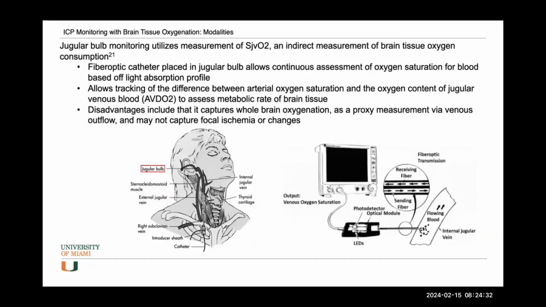So what is jugular bulb monitoring? It utilizes measurement of the oxygen saturation of the jugular bulb as an indirect measurement of brain tissue oxygen consumption. The basics of how this works is that a fiber optic catheter is installed in the jugular bulb and allows measurement of oxygen saturation based off the light absorption profile of the blood. And it allows you to track the difference between arterial oxygen saturation that can be obtained from something like an ABG and the oxygen content of jugular venous blood to assess the metabolic rates of brain tissue.